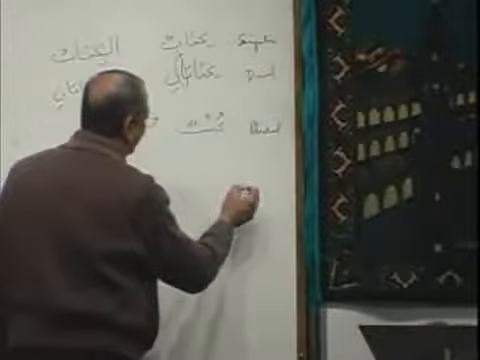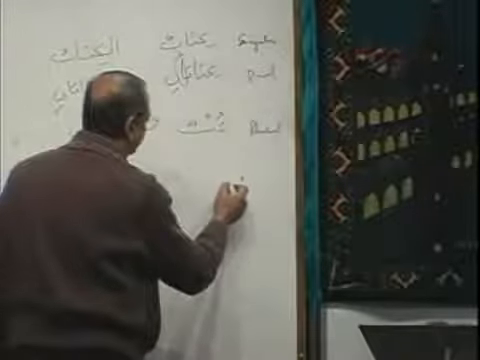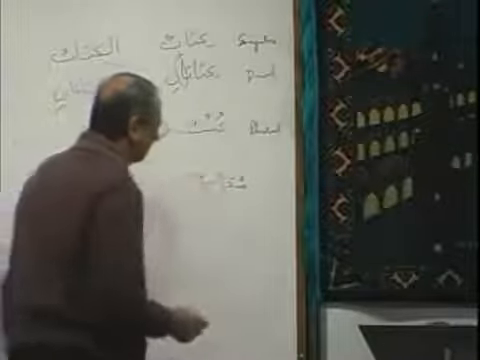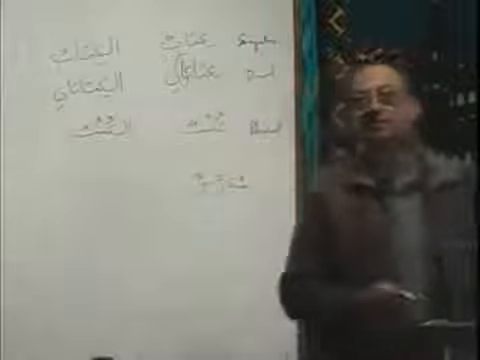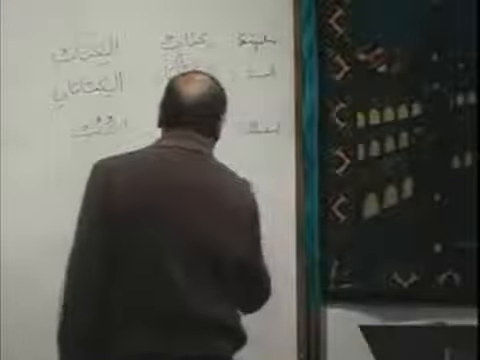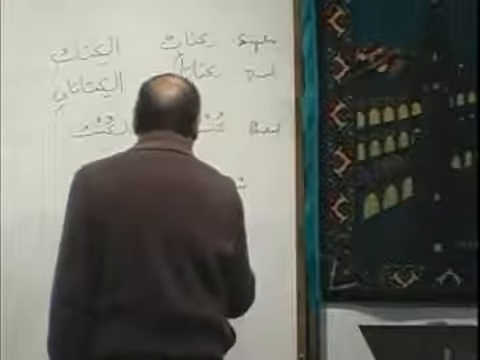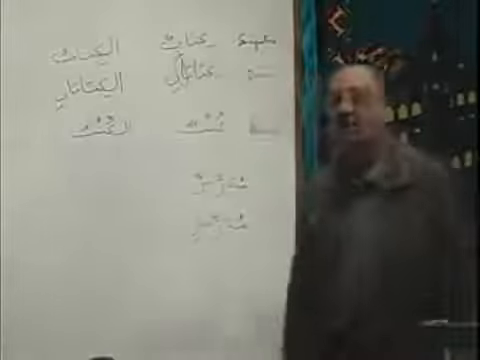Watch this, brother. Now I do different. Mudarrisun. Make it dual, brothers and sisters. Mudarrisani. Easy. Okay. Now make it plural. Mudarrisuna. Remember, mudarrisuna.